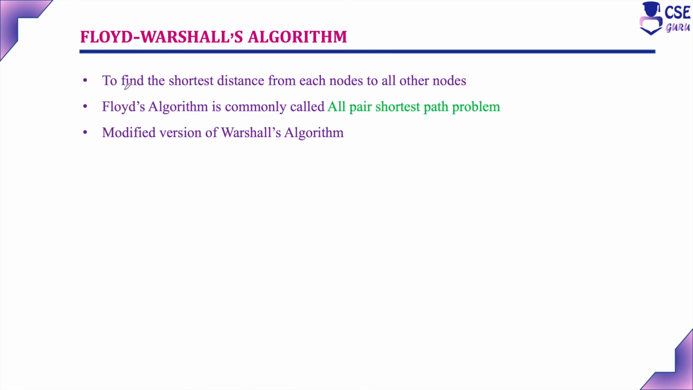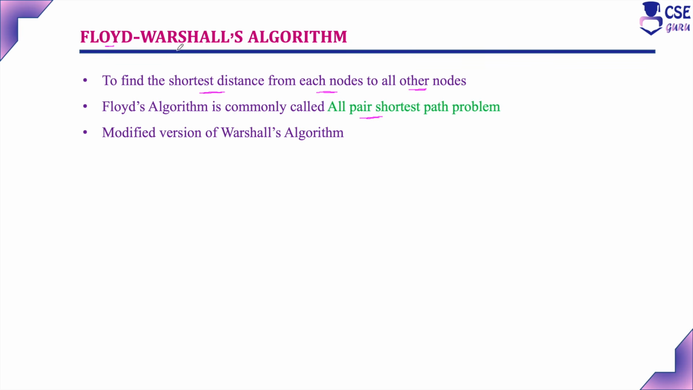Floyd's algorithm is used to find the shortest distance from each node to all other nodes in the given graph. It is commonly called the all-pair shortest path problem, since it is used to find the shortest path from every node to all other nodes in the given graph.